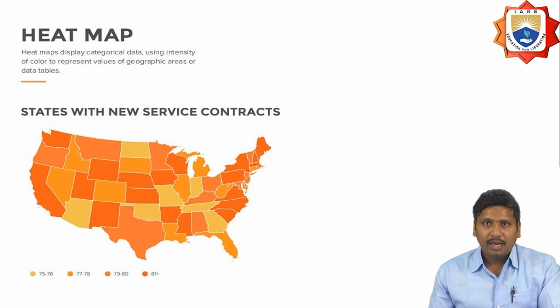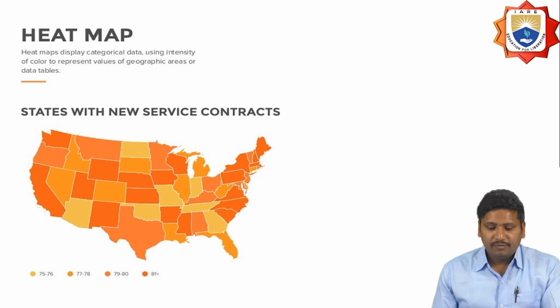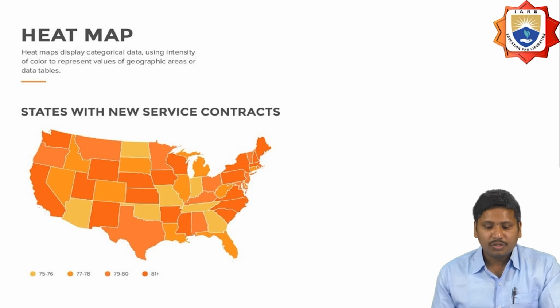And the next one is the heat map. A heat map is another kind of chart where you can display categorical data using the intensity of the color, which represents a value for geographical areas or data tables. Suppose I want to show how many oil refineries are available in a particular state, then at that time I have to make use of a heat map. The heat map shows the intensity of the colors representing the value of the geographic area.